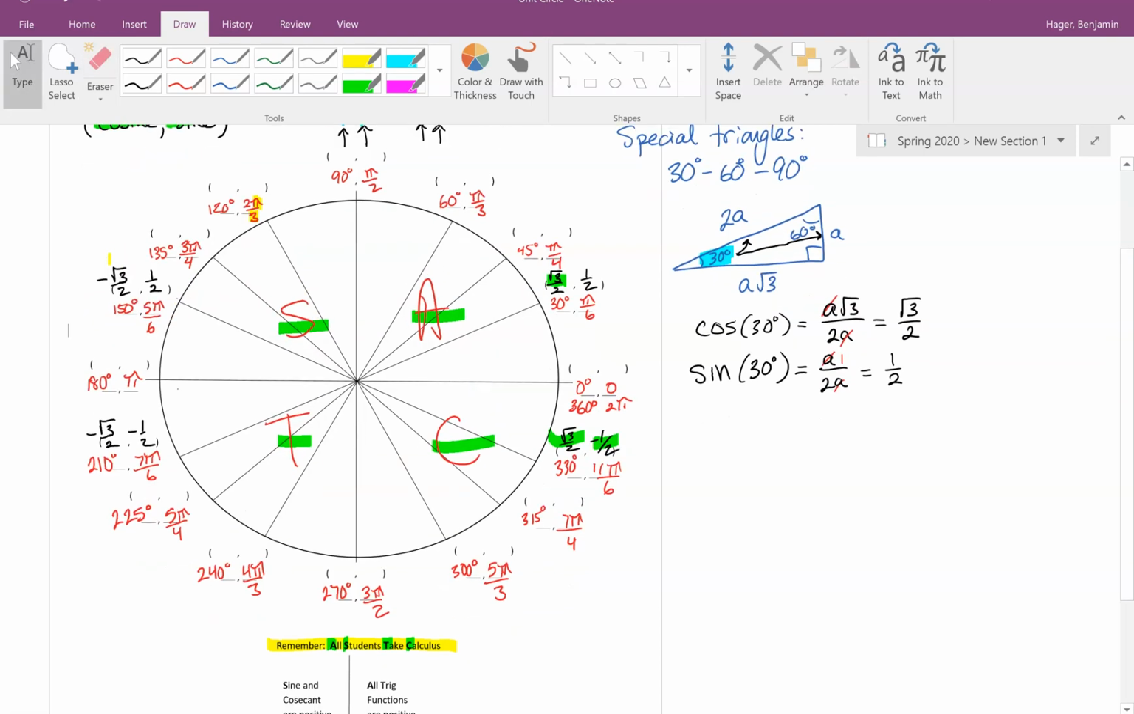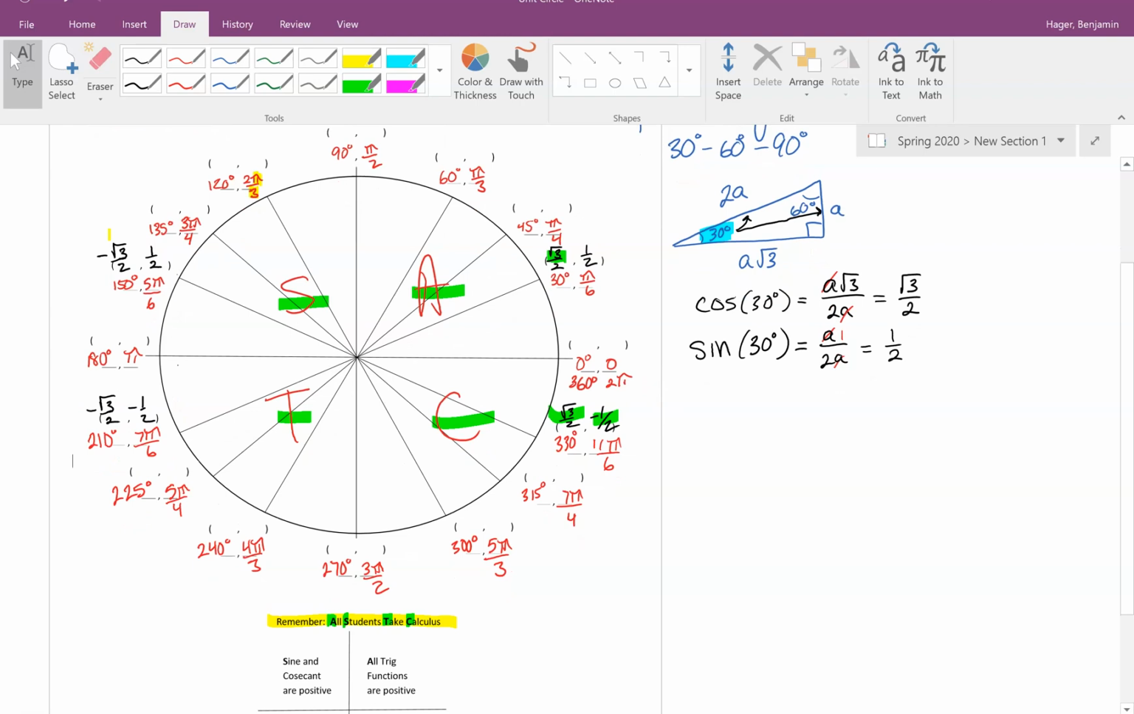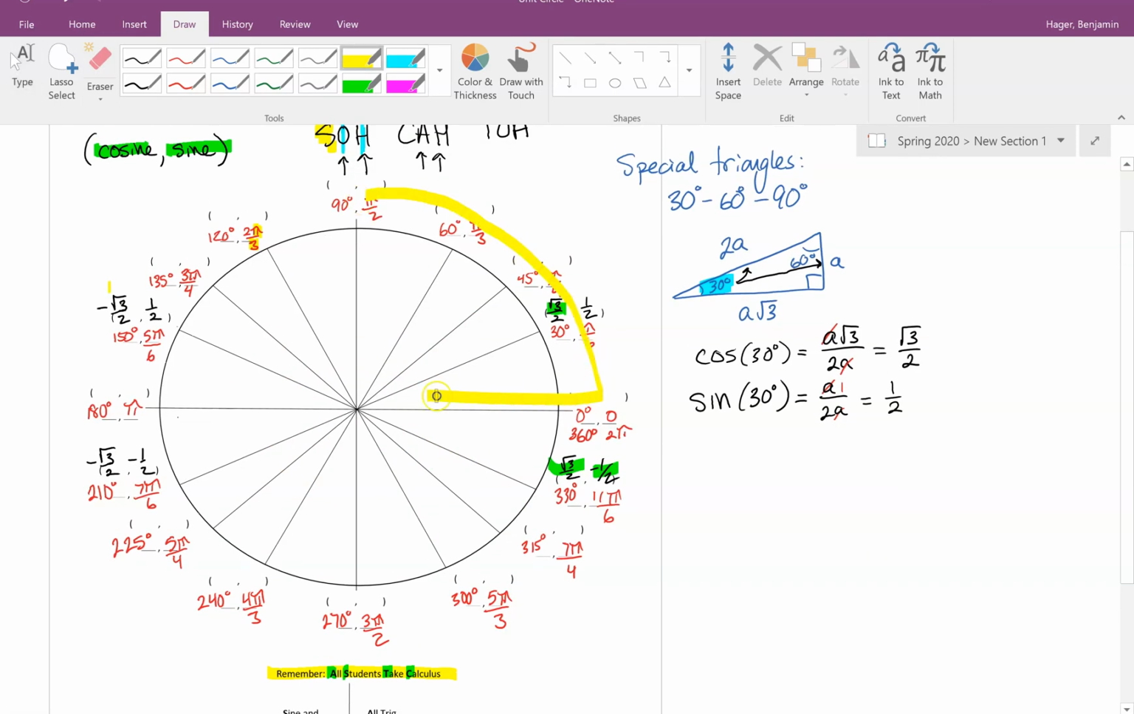In quadrant 3, tangent would be positive. You may or may not know yet, but tangent, you could take the sine value divided by the cosine value. A negative divided by a negative would be positive. And then in quadrant 4, where cosine should be positive, we see that's exactly what happened, and sine was negative. So again, all students take calculus helps us to remember in which quadrant each trig function will be positive or negative. That allows us to only know the first quadrant's worth of sine and cosine values.